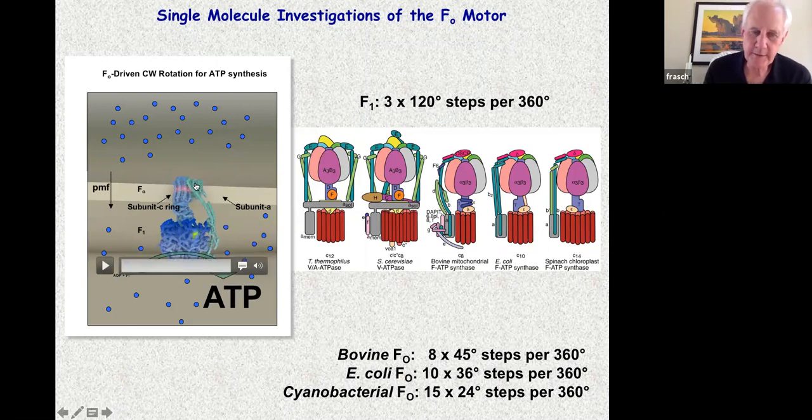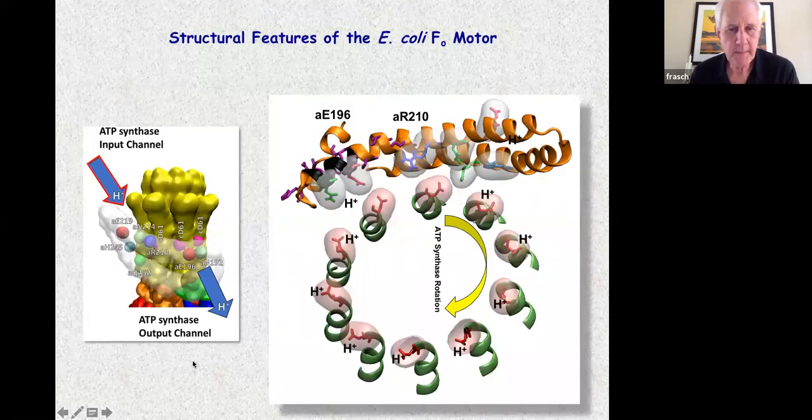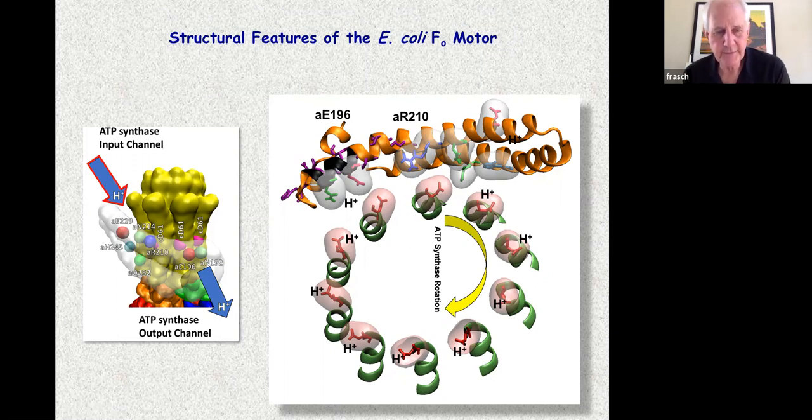Several people had been trying to see something going on as far as stepping in the FO motor prior to our work, but they had been unsuccessful. But I'll explain why that is in a minute. So now, with the advent of cryo-EM, we can get structural information of the FO for the first time. And here is the E. coli FO motor and the C10 ring surrounded by subunit A.